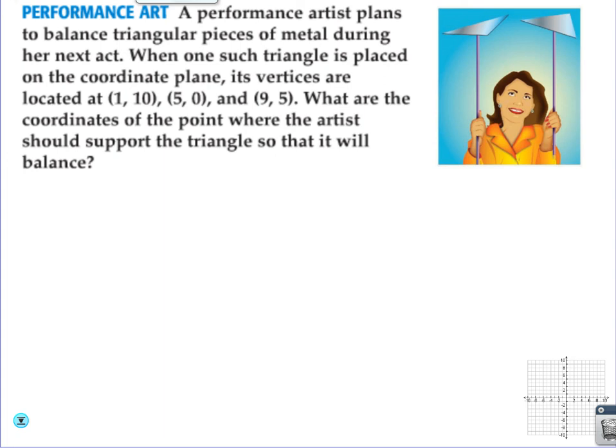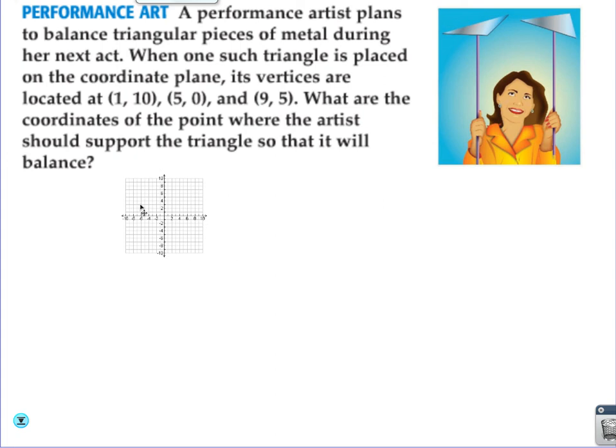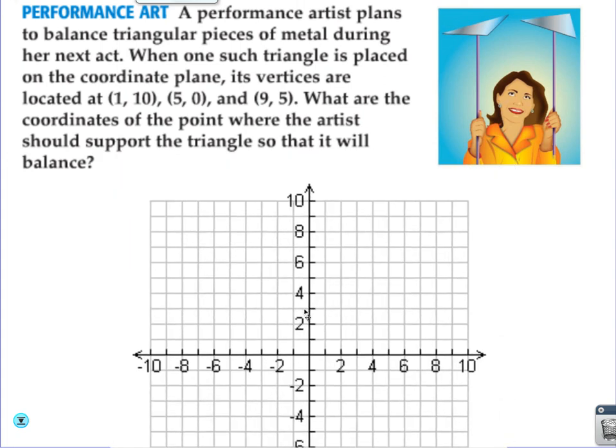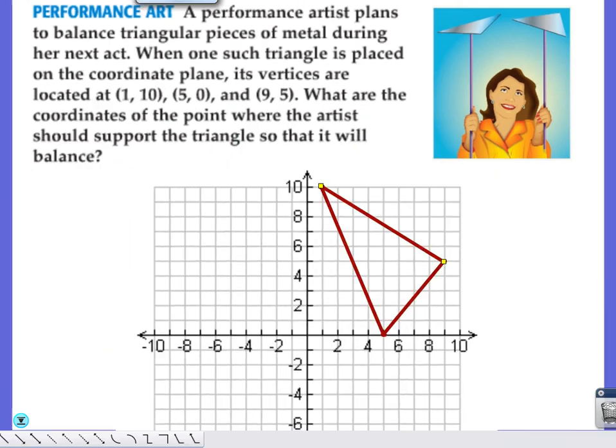It says, a performing artist plans to balance triangular pieces of metal during her next act. When one such triangle is placed on the coordinate plane, here are its vertices: (1, 10), (5, 0), (9, 5). What are the coordinates of the point where the artist needs to balance? Got me some graph paper. Let's plot it. So here's your triangle. And again, we're looking for a centroid. A centroid is the point of balance. If we want to balance this triangle, where would we put that dot that we're going to balance it on?